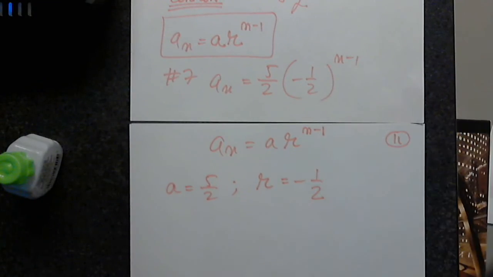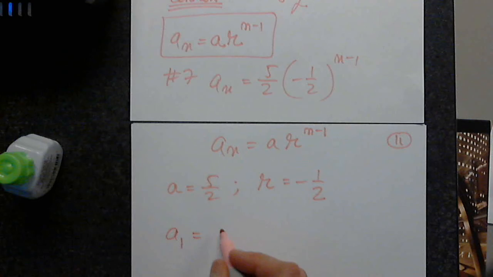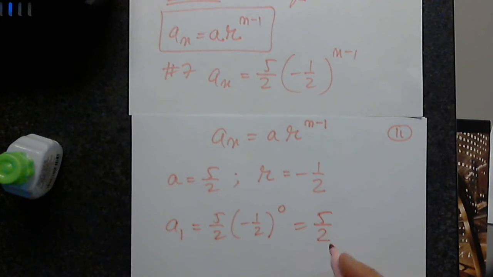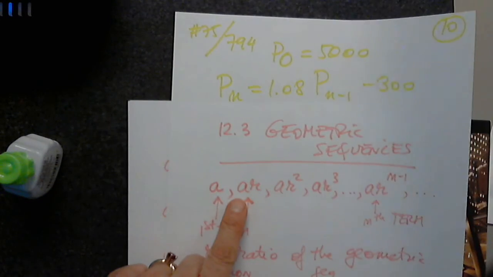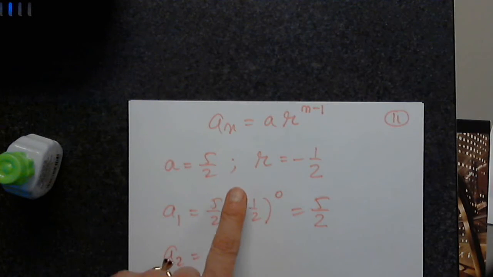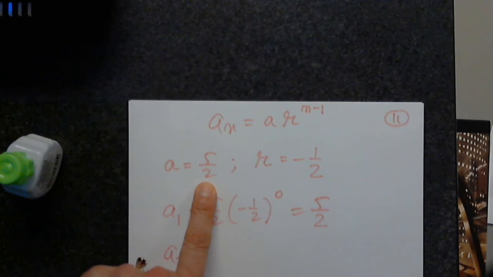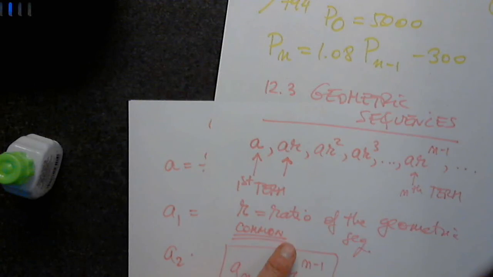We don't have to find 5, let's find 3. A1 equals 5/2 times -1/2 to the 1 minus 1, which is 0. So this is 5/2. What will A2 be? You can go back and plug it in, or you can multiply 5/2 by -1/2, right? Because the second term is A, which I know is 5/2, right? Times the ratio, the common ratio.